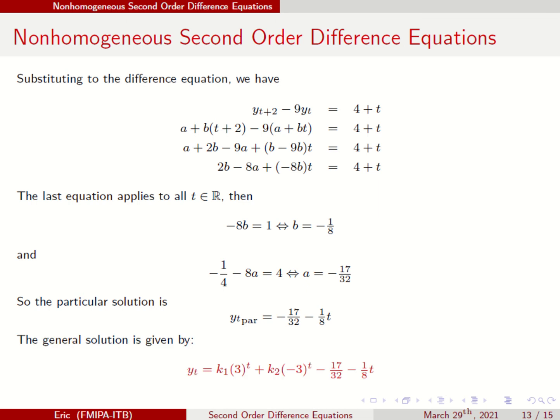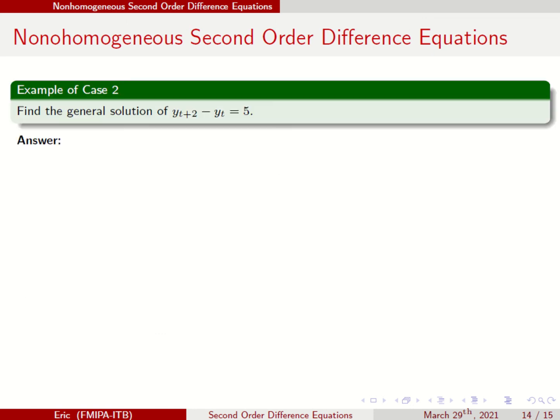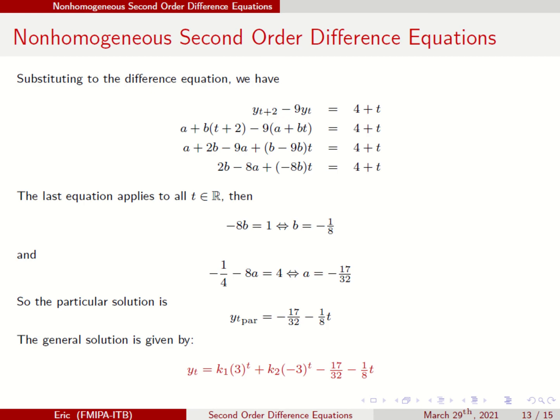So the general solution is given by this. Don't forget, we are talking about the unique solution. So you have to substitute your initial condition to get the unique solution. Don't forget, this is just the general solution. If you have to find the unique solution, you have to substitute to find the k1 and k2 here. Okay, try it by yourself.